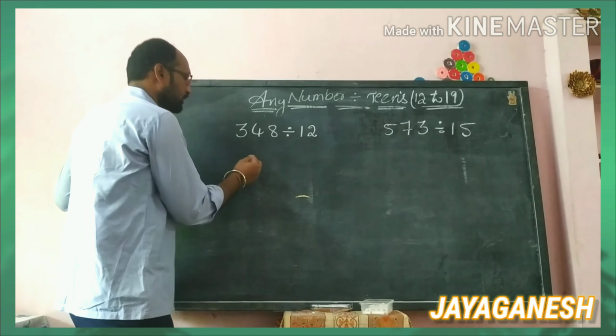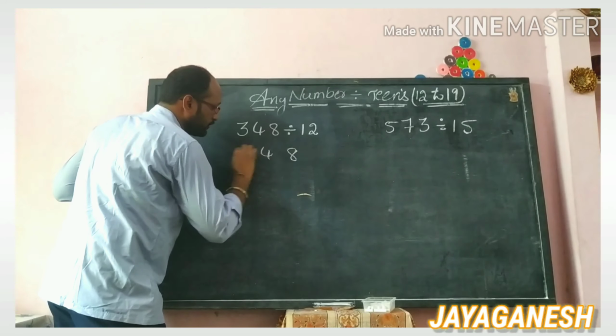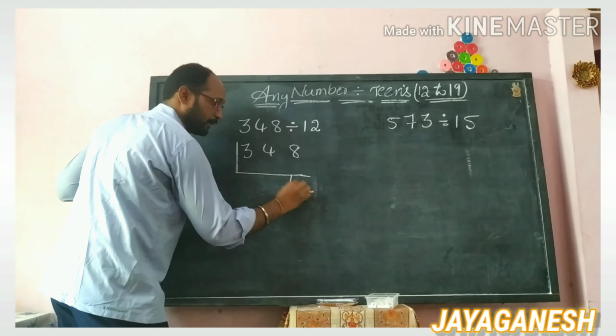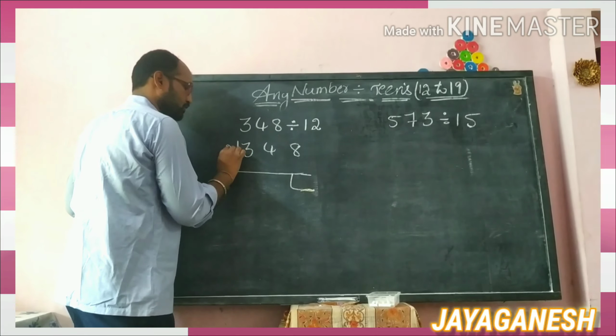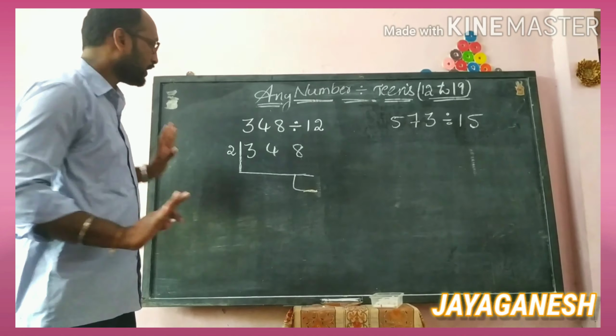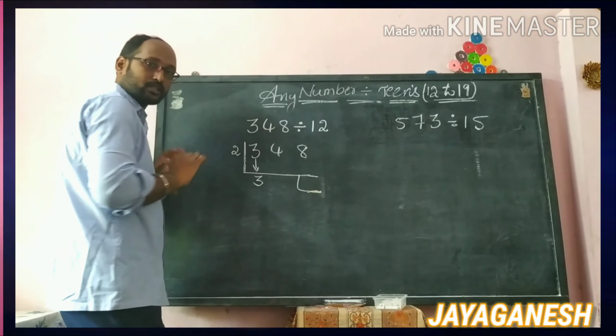Take it the same way. 3, 4, 8. We take one LCM bracket, and here my remainder, and here 2 is there. I am taking 2. It's clear, children? Till this, everyone is the same, right? Now drop the 3 as it is. It is done.